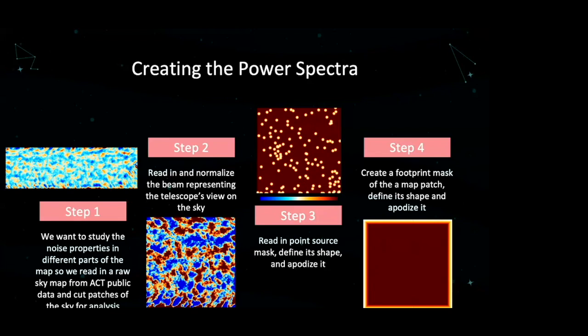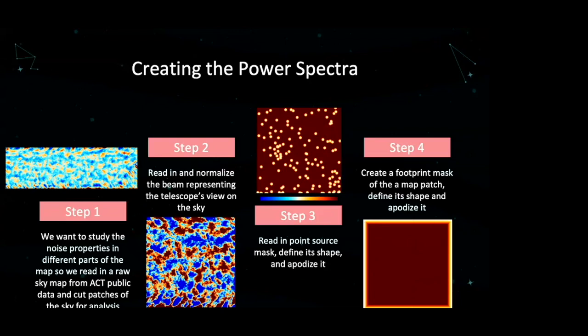In step 3, we then read in our point source mask, which is basically a map of other things in the sky that we want to take out, or maybe use, depending on what you want to do with it. We define the shape of this mask and apodize it, which means we are essentially rolling the edges off to 0 or a number very close to 0. It's just a transition, because when we do these Fourier transforms on our maps and data, you don't want to have anything with sharp edges.